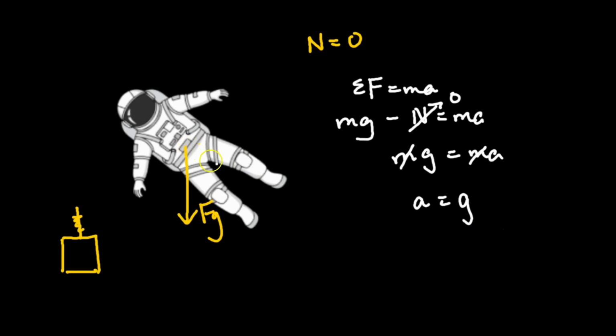So an astronaut does have a gravity force pulling down on them. The astronaut does have weight, but the astronaut feels weightless because there is no normal force or no support force pulling up on the person.